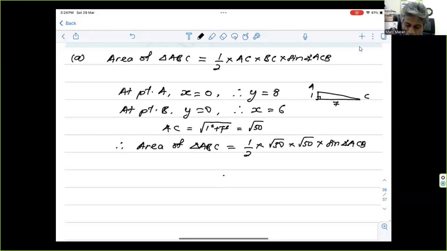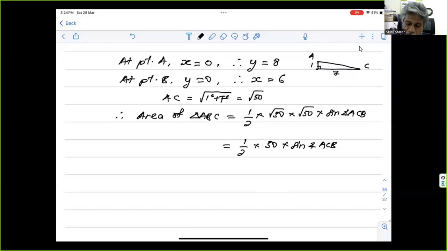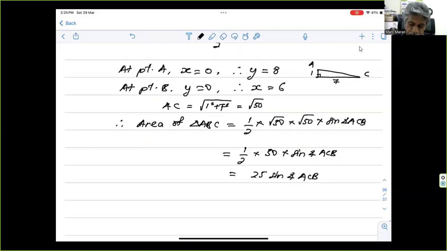So we try to simplify this. Half times square root of 50 multiplied by square root of 50 will give you 50 times sine of angle ACB. And so if you work it out, you'll get 25 sine of angle ACB. Okay, so now we need to find what is angle ACB.